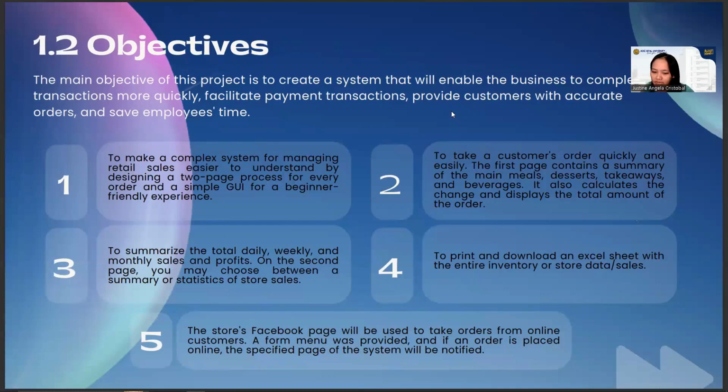Number three is to summarize the total daily, weekly, and monthly sales and profits. On the second page, you may choose between a summary or statistics of store sales. Number four, to print and download an Excel sheet with the entire inventory of the store data or sales.